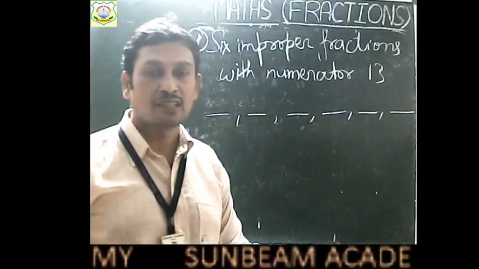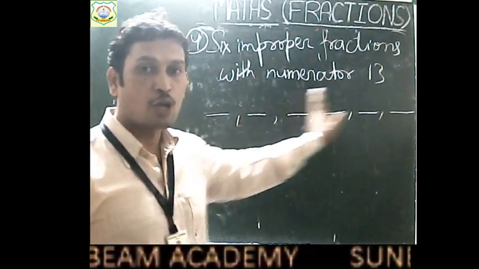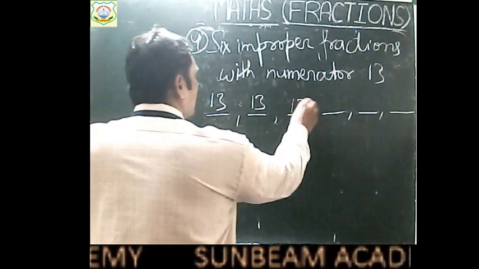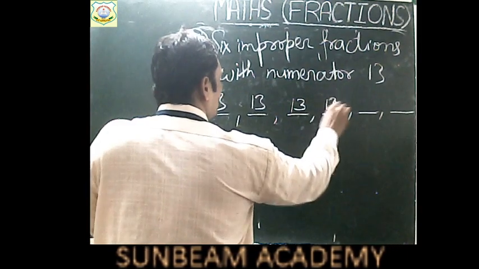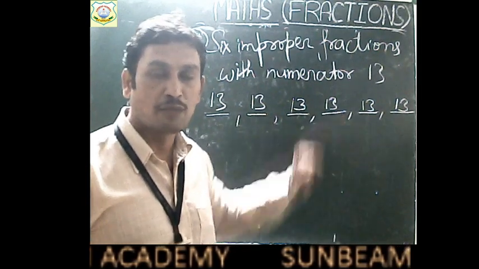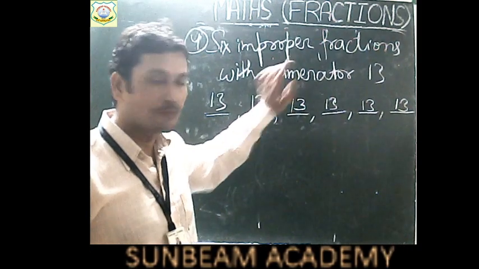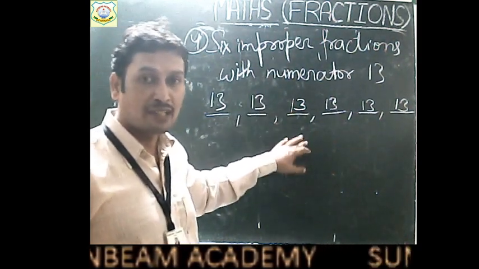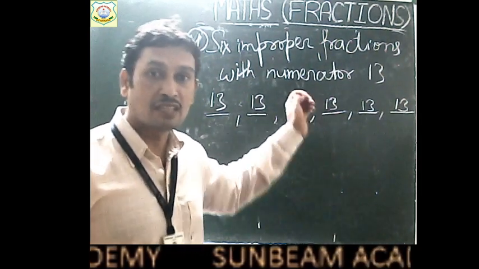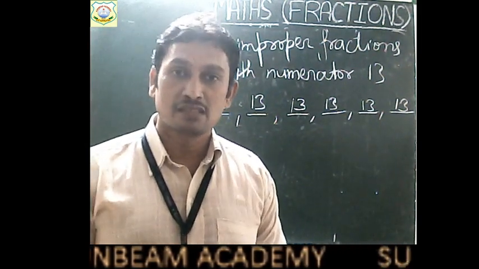Now what is given, children? Numerator, upper part is given. What is numerator? 13. So numerator is common for all the fractions. So write 13 in all of these fractions. 13, 13, 13, 13 and 13. In all of these 6 fractions write 13 in the numerator part. Okay. Now children, these are improper fractions, right? So numerator will be greater than denominator, right children? So it means denominator will be any number which is less than the numerator. So we will write 6 different numbers which are less than numerator.